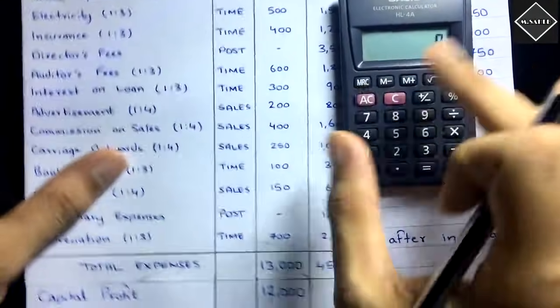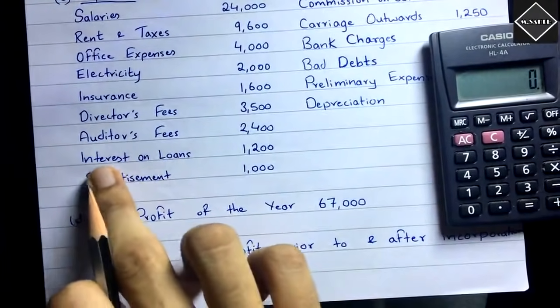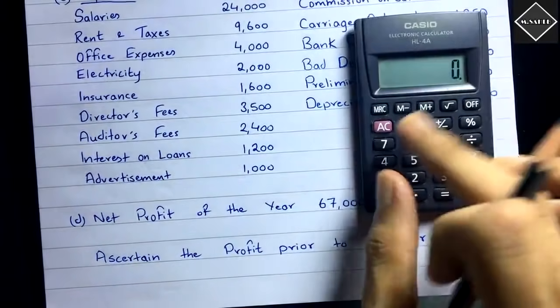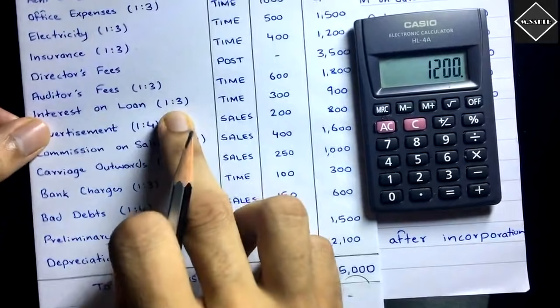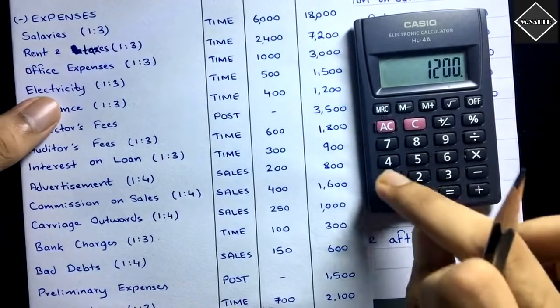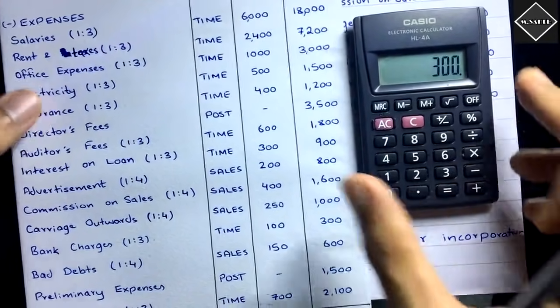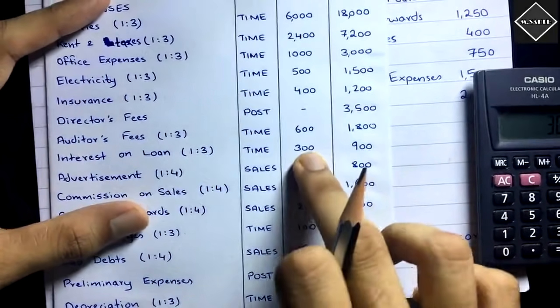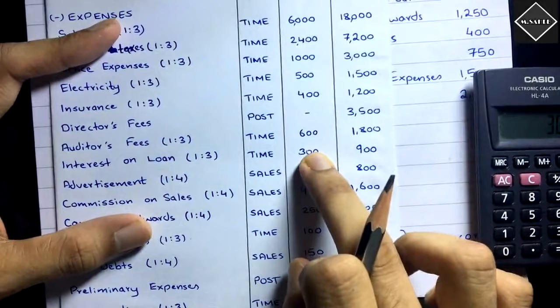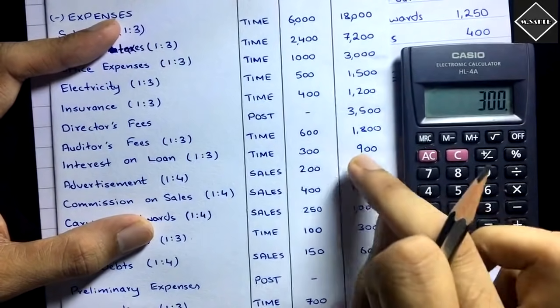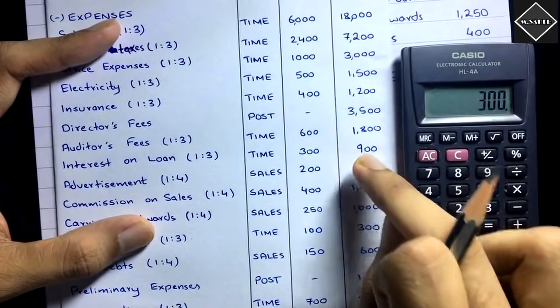And then we have got 300 and 900 here. How? See, the total is how much? The total is interest on loan 1200, right? So 1200 in the time ratio 1:3, so into 1 divided by 4, that is equal to 300. So 300 goes to where? 300 goes to pre-column, and then the remaining out of 1200 will go to post column, that is 900. Fine.